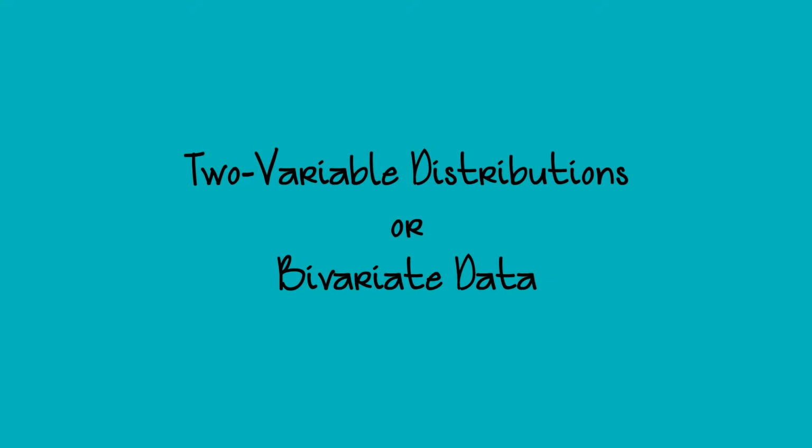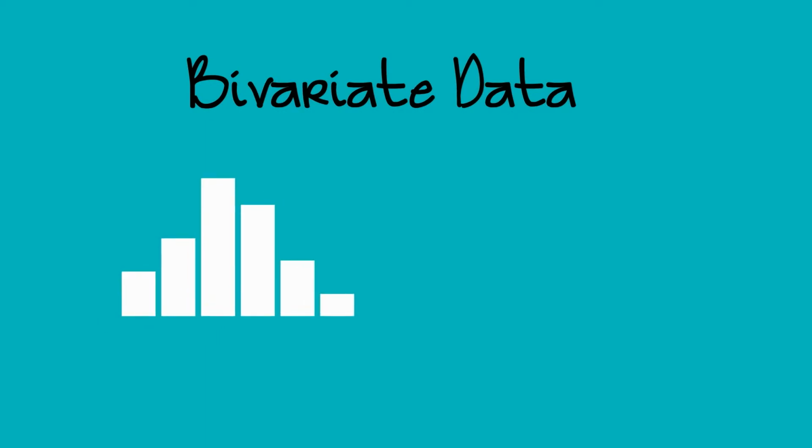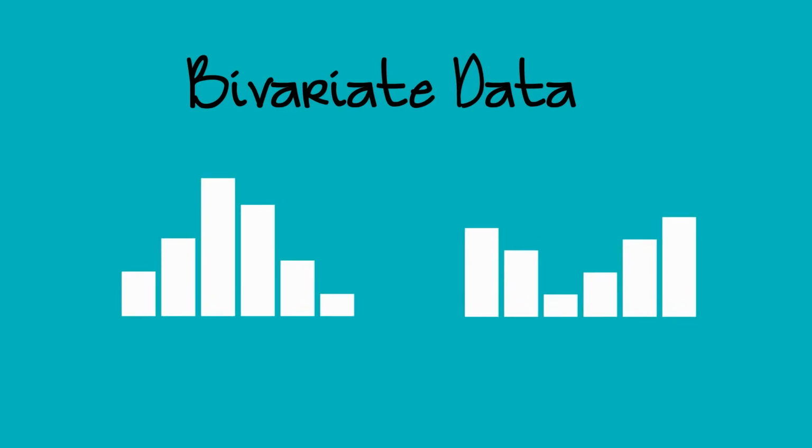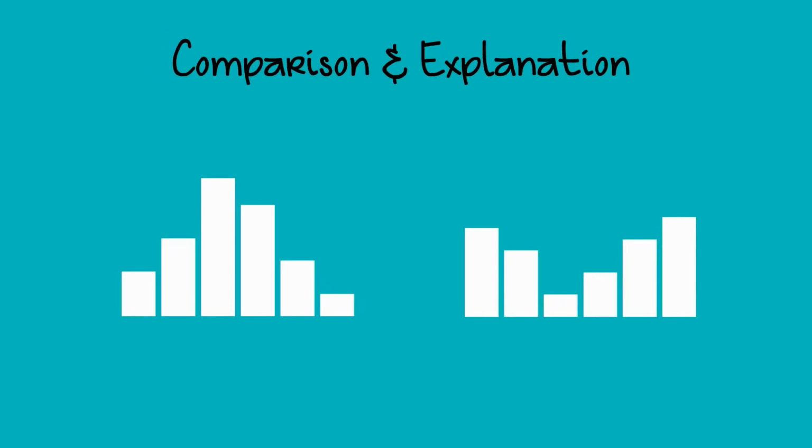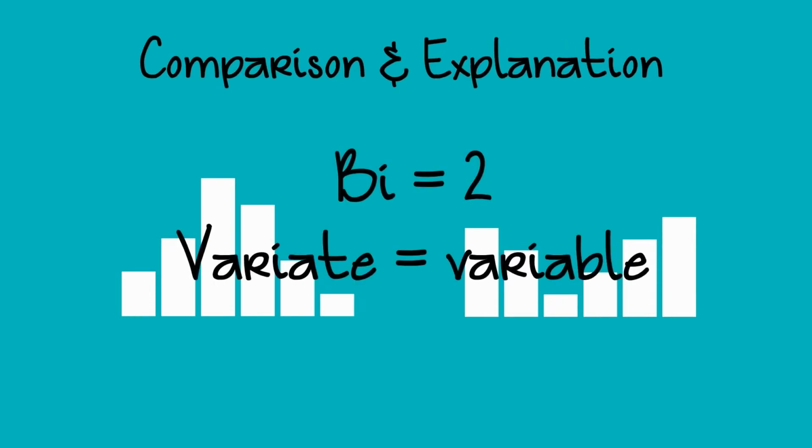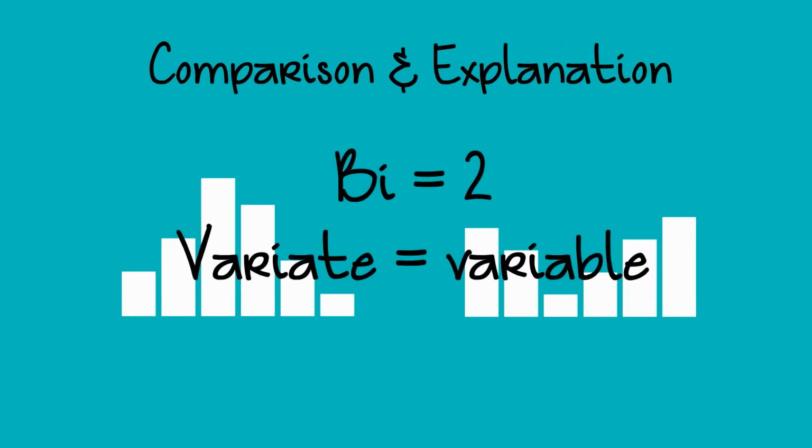Two-variable distributions, or bivariate data. While univariate data is used to describe scenarios, objects, or categories, bivariate data uses two variables or two types of data to compare and analyze causes or relationships for the purpose of explanation. Bi means two, and variate means variable.